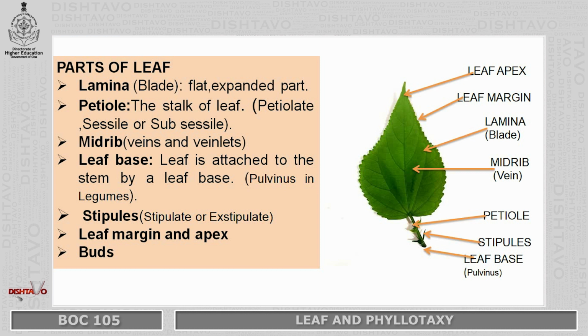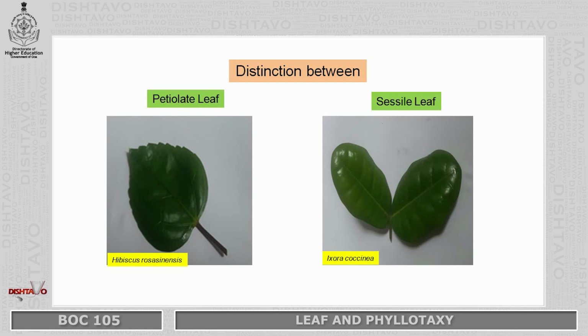Then other characteristics which characterize the leaves are leaf margin, leaf apex, leaf texture, leaf color, leaf outgrowths and so on. Next we go to see the distinction. As I have said, leaf has petiole which is the stalk, but there are some leaves which do not have this petiole. So when the leaf has a petiole, they are called as petiolate leaves, as you see in hibiscus. Then there are leaves which do not have a petiole. They are called as sessile leaves, as you see in Ixora.